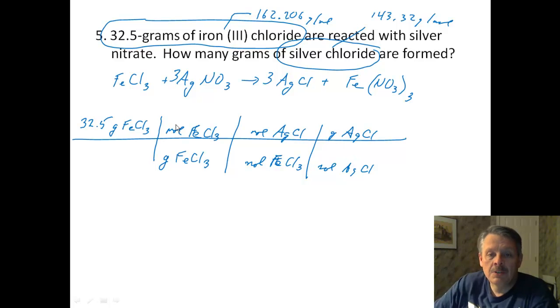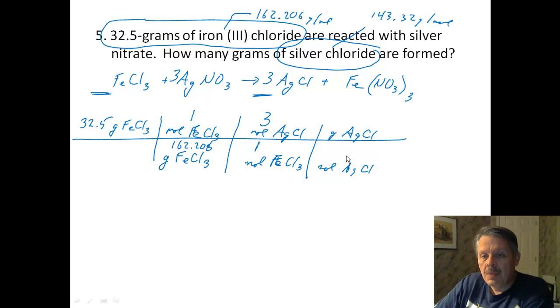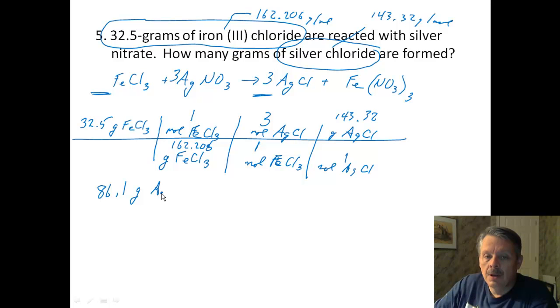So those are the pieces I have to do. Now, what are my conversion factors? Well, 1 mole of FeCl3 we figured out weighs 162.206 grams. And if we look at our coefficients on FeCl3, that's 1, and on AgCl, that's 3, so we have a 1-to-3 relationship here. And 1 mole of AgCl we figured out weighs 143.32 grams. So if I do all of my math, multiply by the ones on top, divide by the ones on the bottom, I end up with 86.1 grams of AgCl. And that's your final answer.